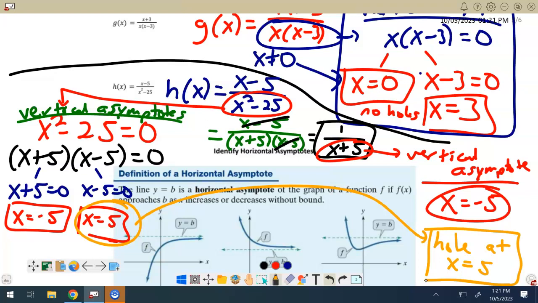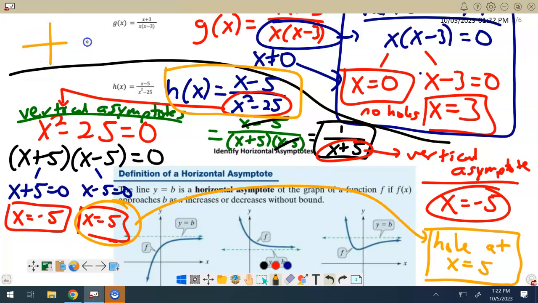Because what matters is the original function, that number is still off limits. Even though it gets canceled out when we reduce, in the function as it was given to me, 5 is still not okay to use, so that point has to get removed from the graph. It just doesn't become an asymptote. It just becomes an open circle.